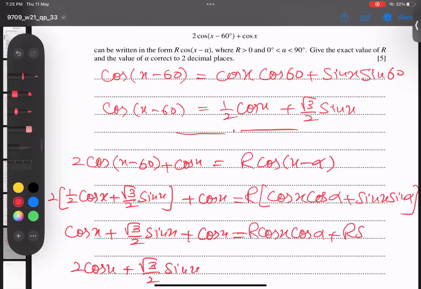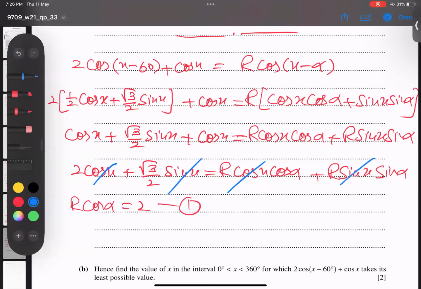Some teachers teach a shortcut technique, but I do the long technique. In this way, you have no need to memorize any formula. You can do it simply, only the fundamental law is needed, which is available in your booklet. Now I'm writing a comparison. This cos and this cos, you can cancel. And r cos alpha equals 2. Equation 1 done. And for the sine coefficient, sin x and sin x cancel. So r sine alpha is root 3 over 2.